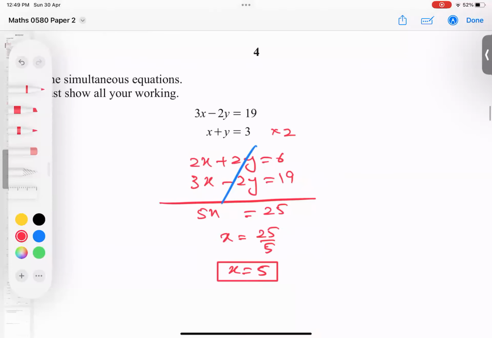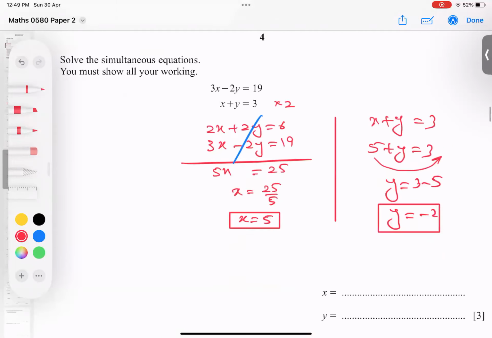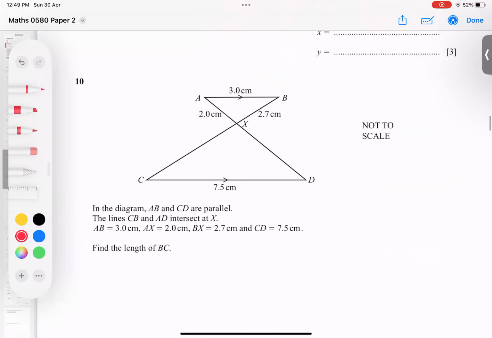This value of x, you can plug into any one equation. I put it in the lower one, because x plus y is equal to 3. I plug in 5 plus y equal to 3. 5 goes there, and y becomes 3 minus 5. Sign changes and subtract, got a negative 2. I hope you got the idea.